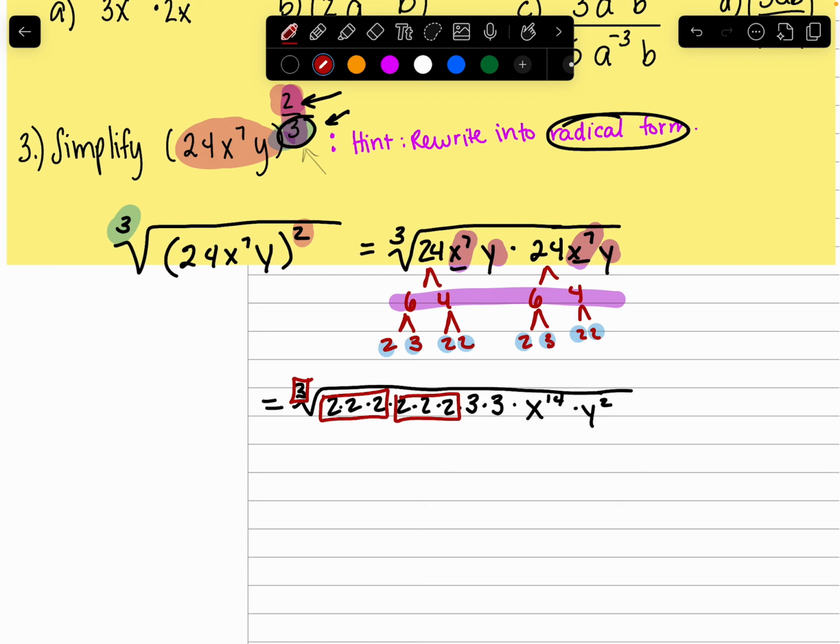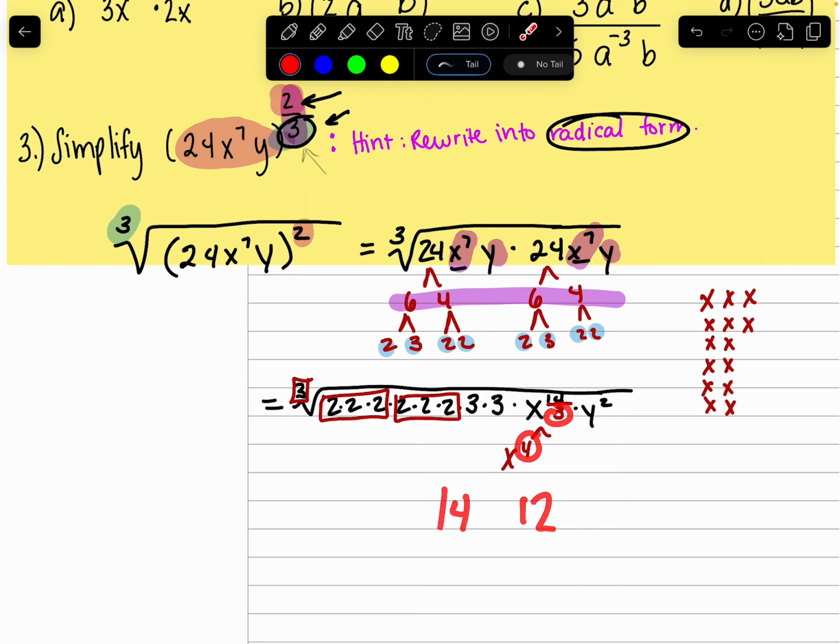Since my index is 3 and I have 14 x's, I could either write x 14 times. So let's try that. 1, 2, 3, 4, 5, 6, 7, 8, 9, 10, 11, 12, 13, 14. Or we can divide it by 3. Remember, boxing something is the same thing as dividing by your index. So 3 can go into 14 four times. So we can separate this into x to the 4th power, because 4 times 3 equals 12, and 14 minus 12 equals 2. And there would be 2 left over. So x to the 4 times x to the 2 over 3.